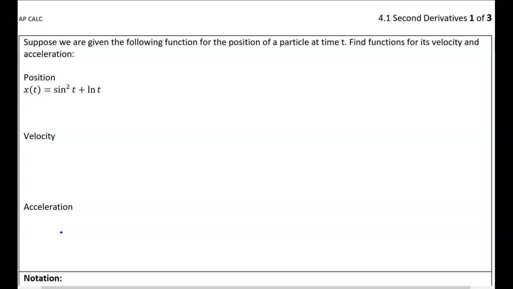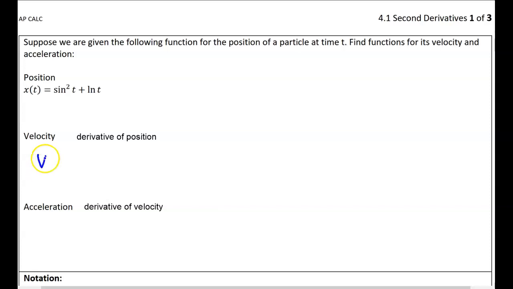So remember, velocity is the derivative of position. And acceleration is then the derivative of velocity. So we're just going to take the derivative twice. So maybe you can see where this is going already. And we can do these by hand now.